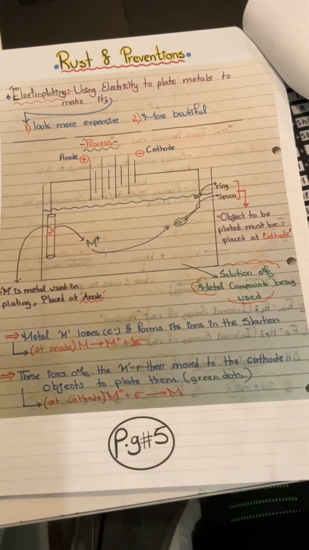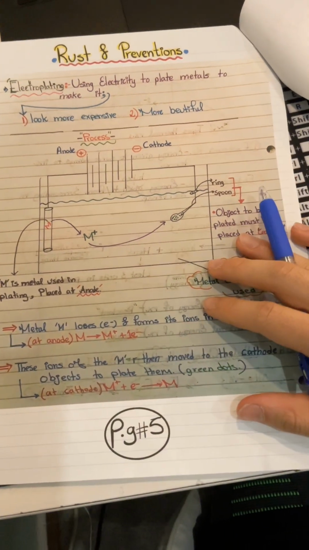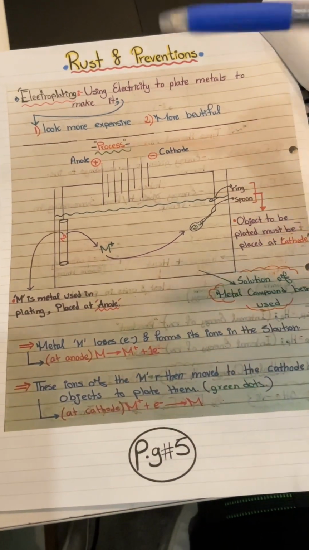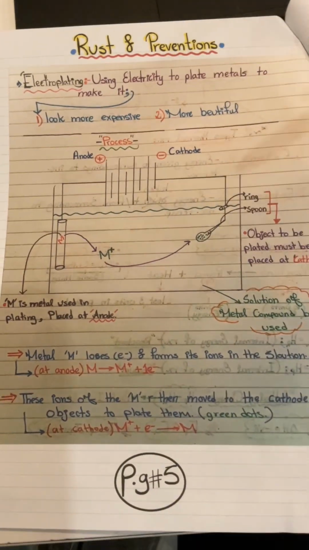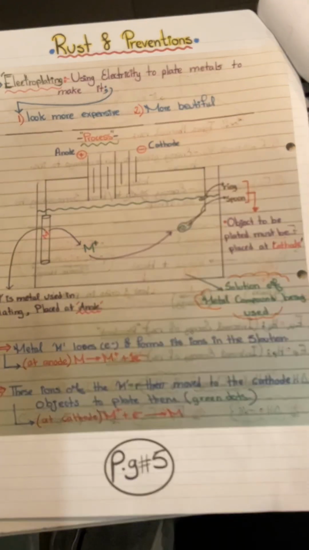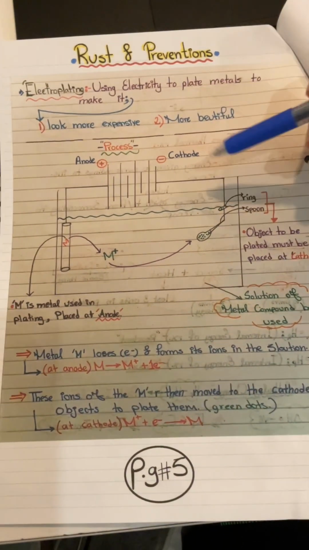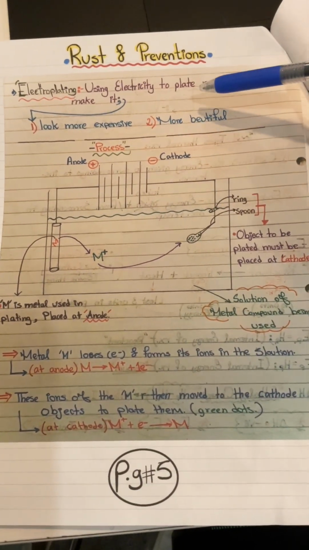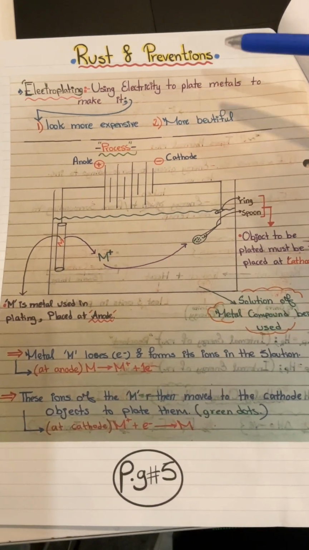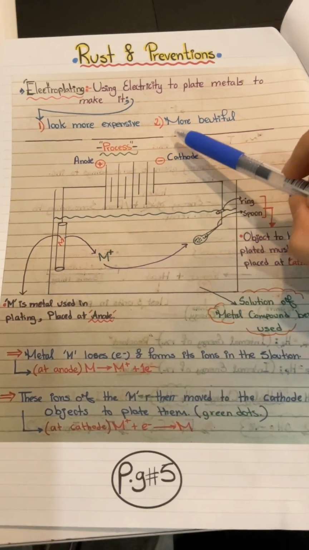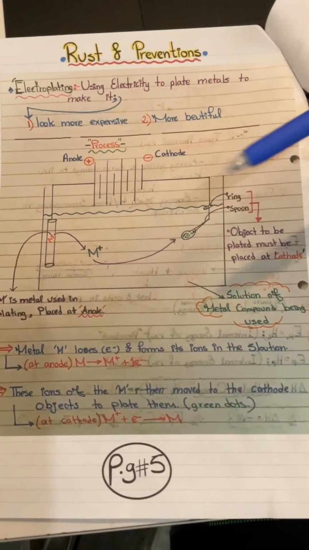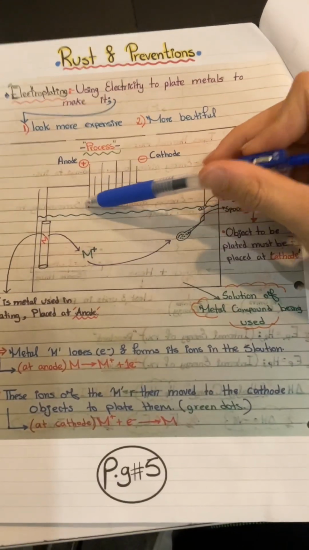The last part of topic 4, electrochemistry, is going to be electroplating, something very simple and easy. It will just take 1 page and approximately a minute. Electroplating is using electricity to plate metals to make them look more expensive and more beautiful. The process is very simple. You have an electrolytic cell, anode and cathode.